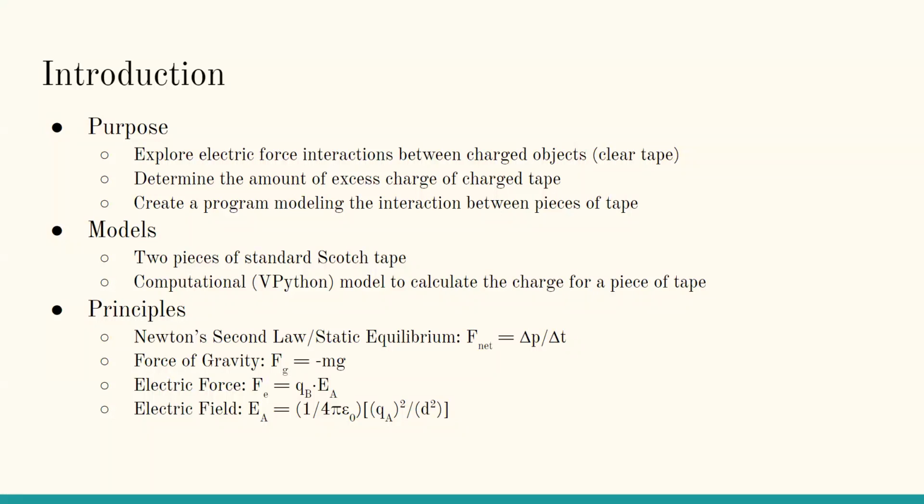Some principles used were Newton's second law or static equilibrium, in this case saying that the net force of an object is equivalent to the change in momentum over the change in time. Since there's no change in momentum, however, the sum of all external forces is equivalent to 0. And then the force of gravity here is equal to negative mass times gravity in the y direction, and the electric force is the electric charge times the electric field. And then the electric field formula is shown here, which is 1 over 4 pi epsilon naught times the charge squared over the distance between the two objects squared.